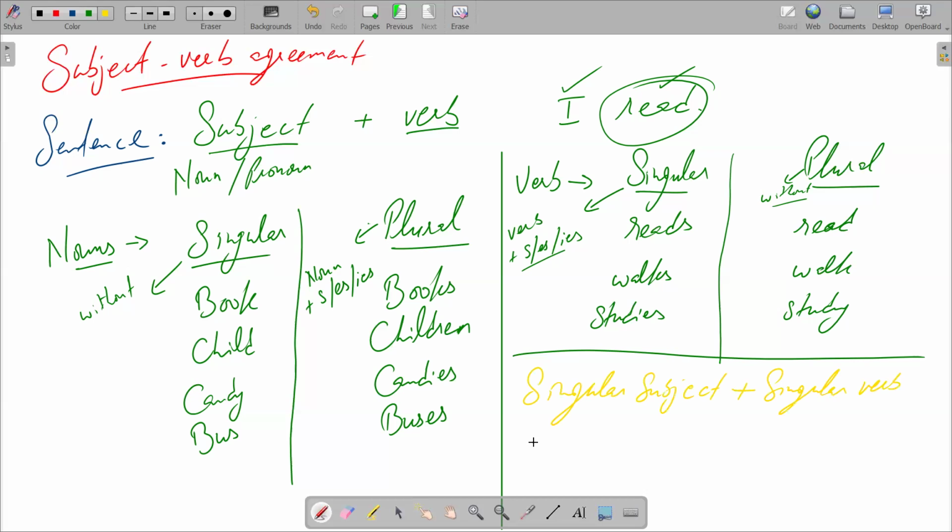And when the subject is plural, the verb takes the plural form. Again, the verb being singular or plural does not mean that you're doing more of something or you're doing less of something. And then the plural subject plus plural form of verb. Any questions so far? We're going to do some examples to clarify this, but is the concept clear? Any questions about the concept?